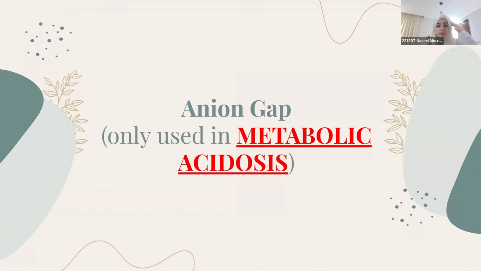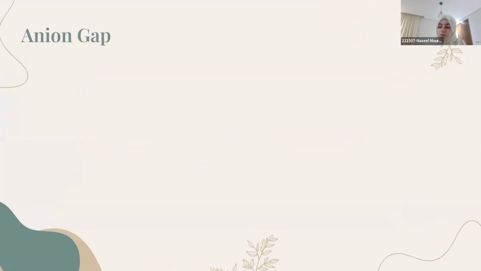So again, anion gap, we said this is only used in metabolic acidosis. Please do not get confused. Just remember, anion gap is just metabolic acidosis. It is not for any other disturbance. So what is an anion gap?